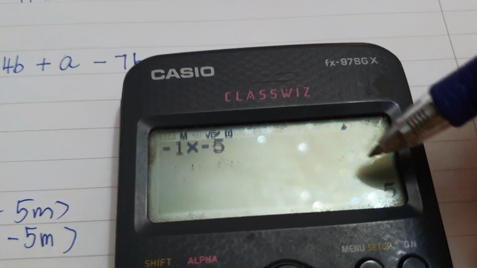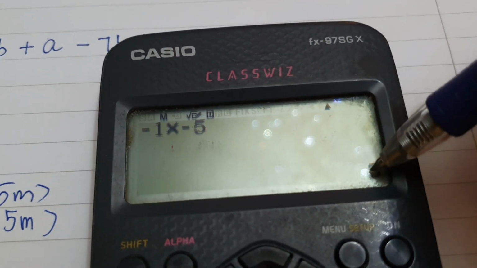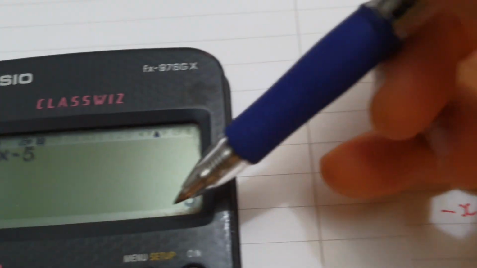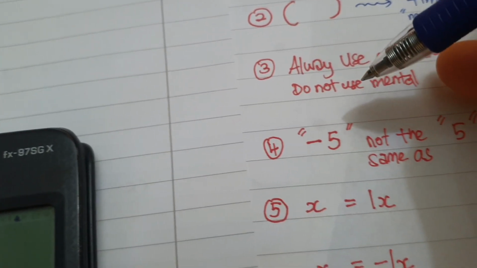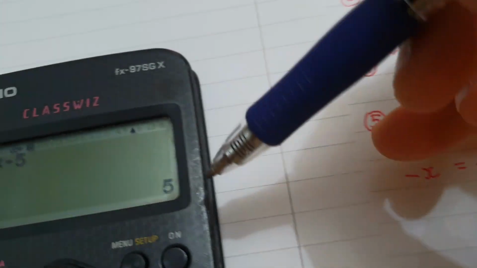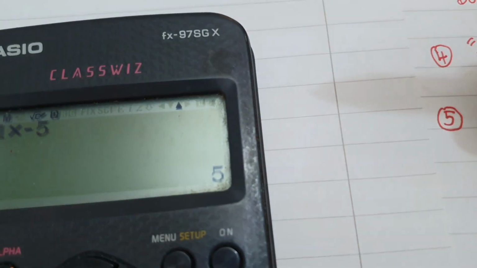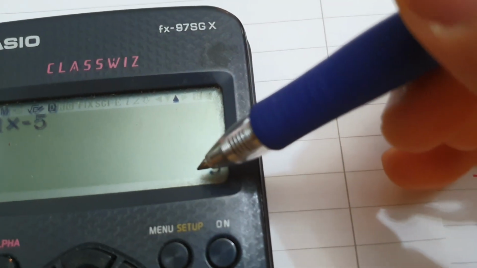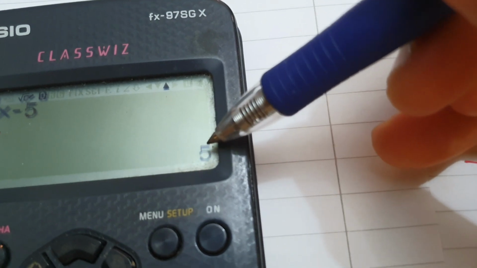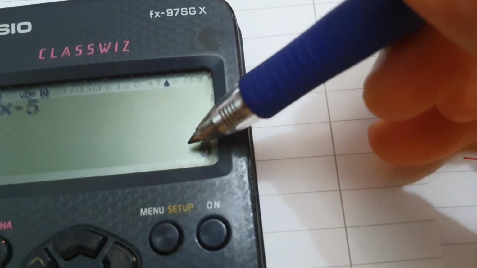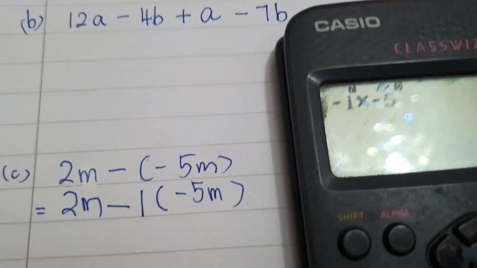Now 5 means actually there is a plus in front. If there's no minus in front, that means it's positive. Sorry for what I said just now. If there is no minus in front, that means it's plus. They will never put a plus in front when it's alone like that.